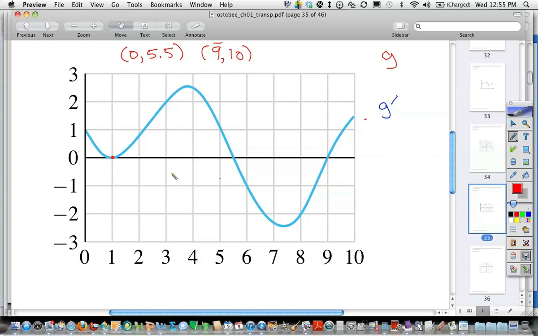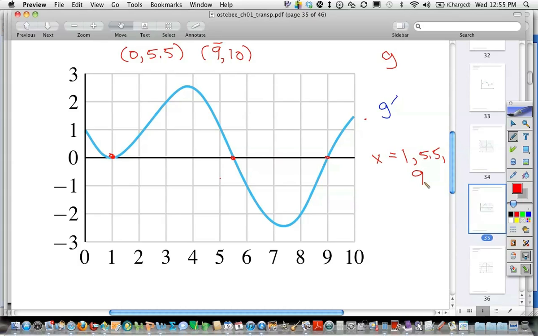Where does G have stationary points? What do you say? 1, 5. Stationary points are when the derivative is 0. This is the derivative, so where it's 0 is where it crosses the x-axis. 1, 5.5, and 9. Okay? Now, that's how I want you to write the answer.